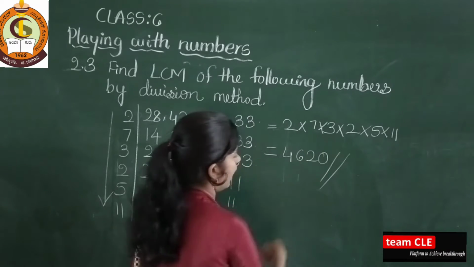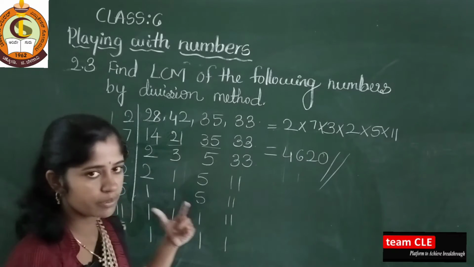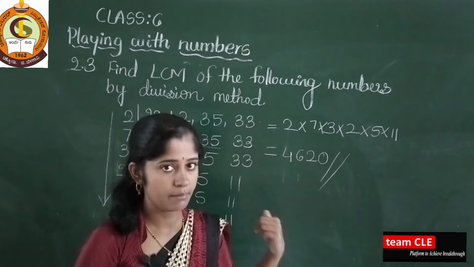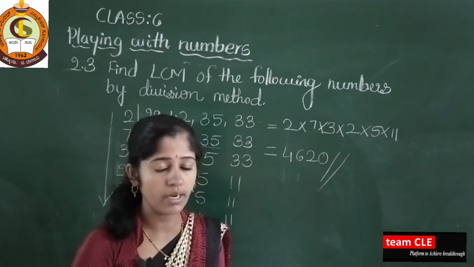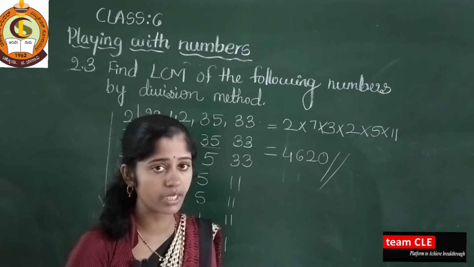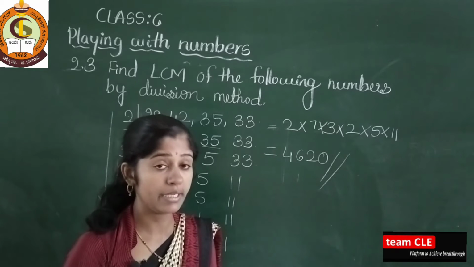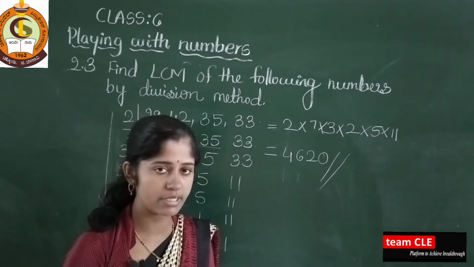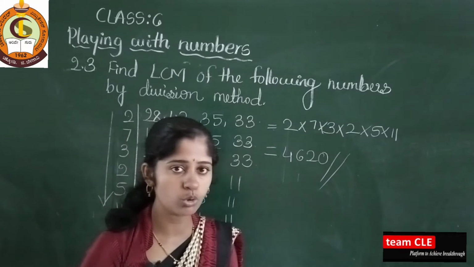See, in the prime factorization method you divided the numbers separately, but here you need to divide the numbers all together. And dear students, for this you need to know tables. If you don't know tables then you can't solve these examples, and you have to know the divisibility rules also. Very easy divisibility rules are there, but you need more practice.